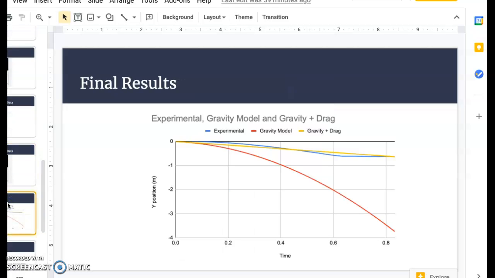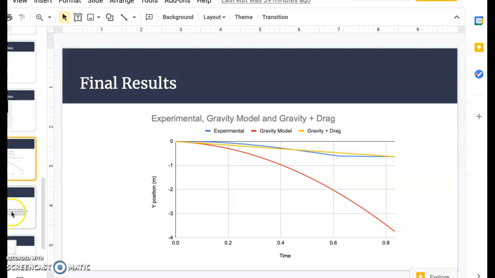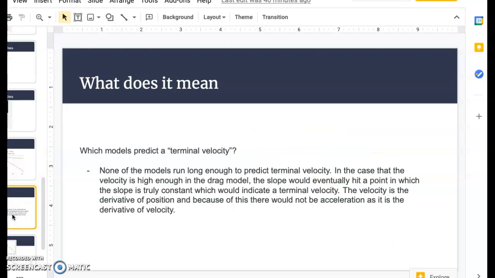If you look at the final results, you can see that gravity plus drag force is more similar to the experimental data. However, there are still some deviations, which can result from error while documenting the center of mass. Also, air resistance is probably not affecting the object equally across the entire surface area. Now, what does this all mean? Which model predicts the terminal velocity?